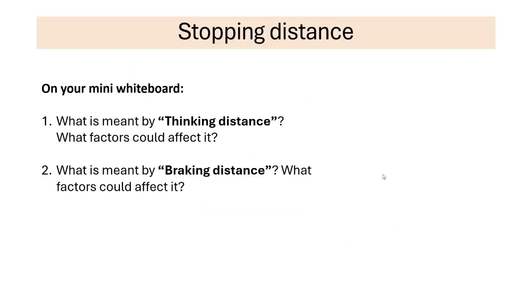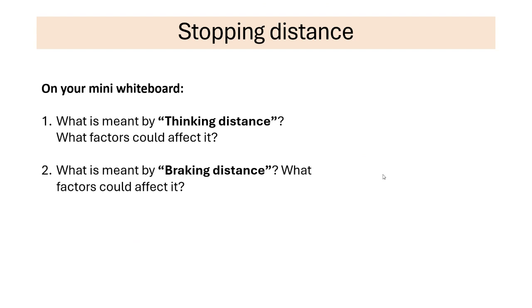Okay, next bit, stopping distance. Again, on your mini whiteboard, can you tell me what is meant by thinking distance and what factors could affect it, and what is meant by braking distance and what factors could affect it? Please pause the video for 3 minutes. All right, welcome back. So the stopping distance is the sum of the thinking distance and the braking distance.